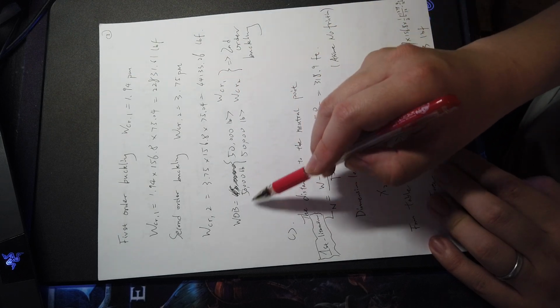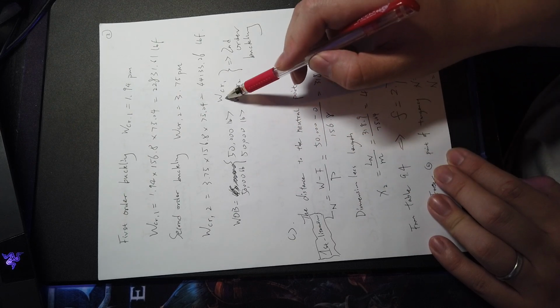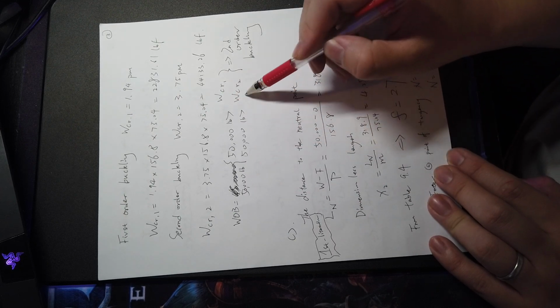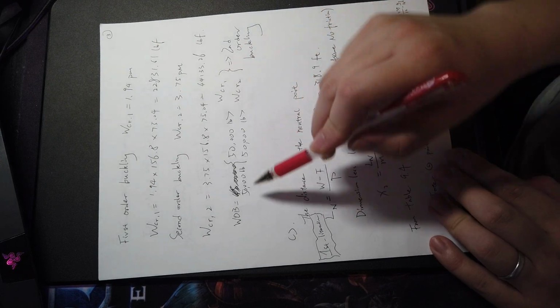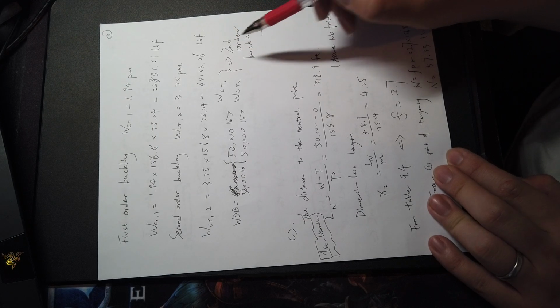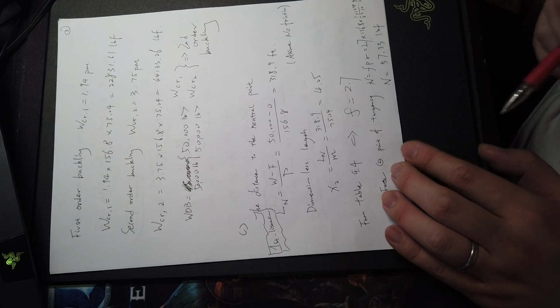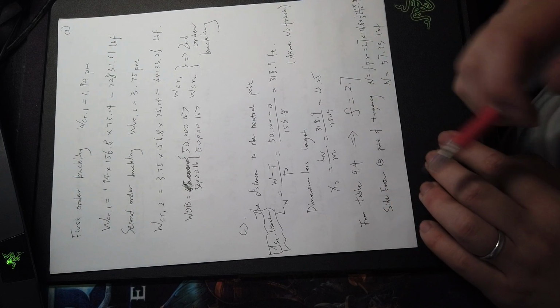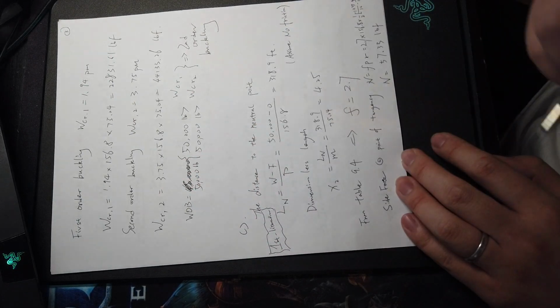So if we have a weight on bit of 50,000 pounds, it's greater than the first order buckling, and it's also greater than the second order buckling. Which means our drill string under this weight on bit will be in the condition of second order buckling. So to the second question, the answer is yes, and the buckling is second order buckling.